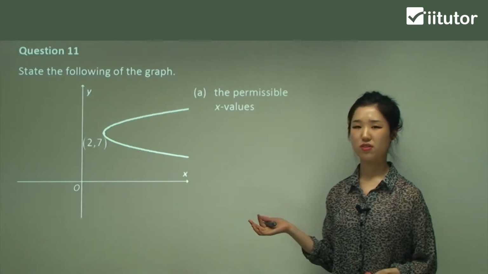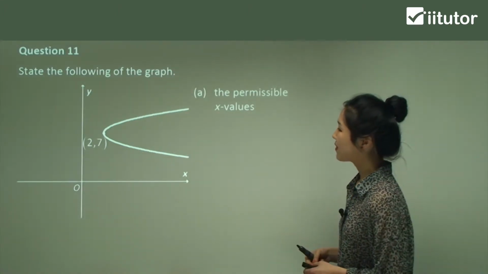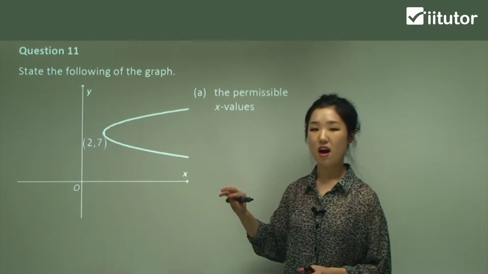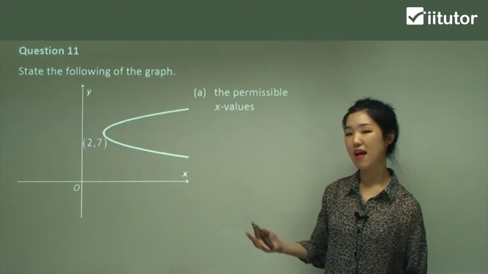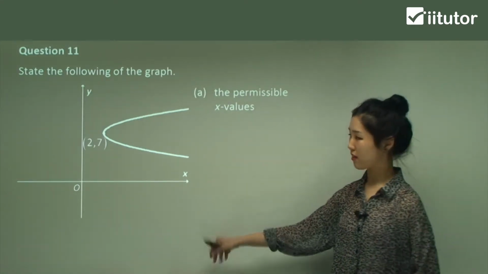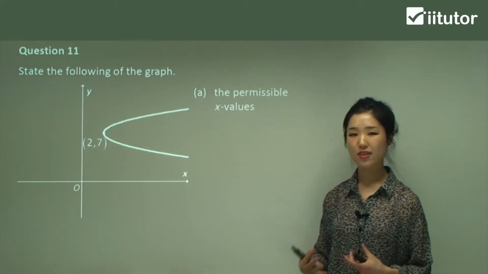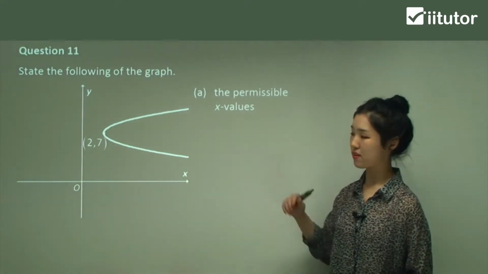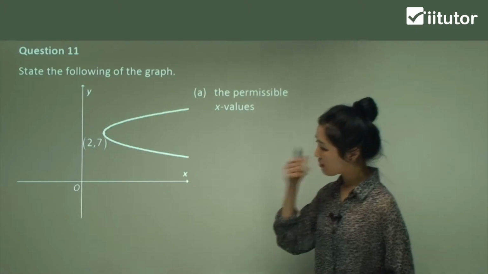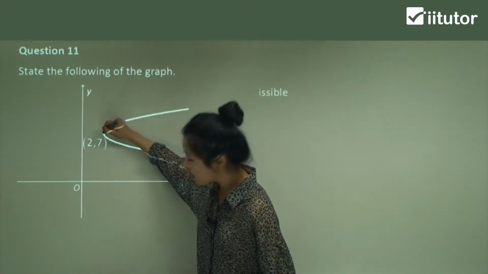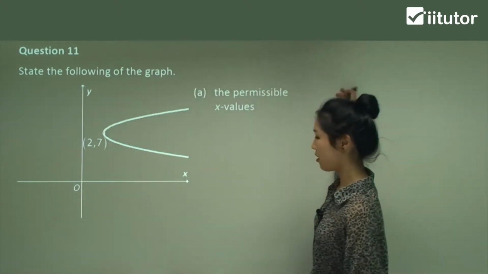Now you're probably wondering what permissible x values are. Basically, permissible x values are possible x values that represent the graph. Okay, so this is the graph, and what are the x values that represent this graph? So have a look, guys. This point here is the end of the graph, and it just continues on and on.